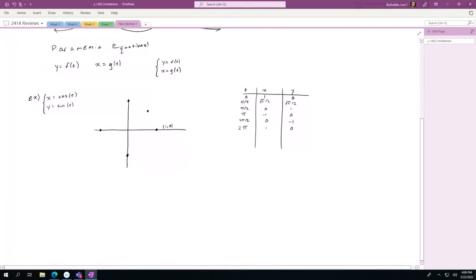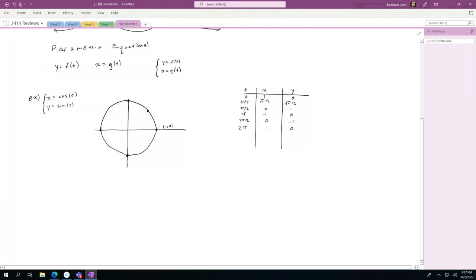Now we'll go ahead and plot all these points. And if we follow the arc in the direction that they give us, we see that we end up with a nice circle. Or it would be nice if I could draw circles with it. This is our graph represented by the parametric equations x equals cosine t and y equals sine t.